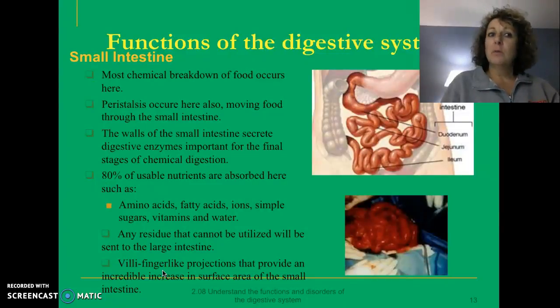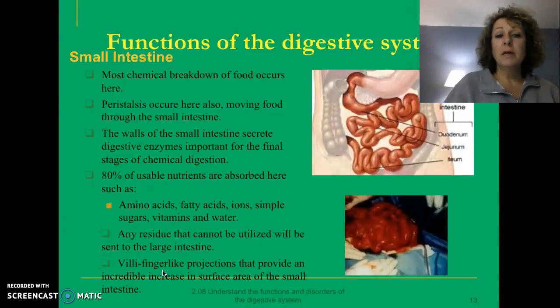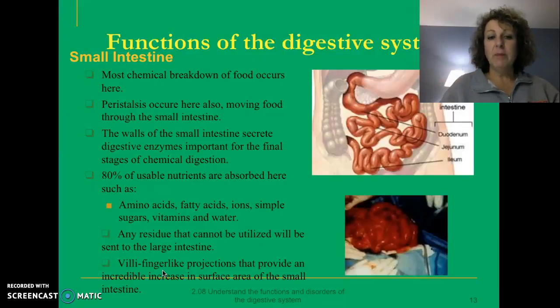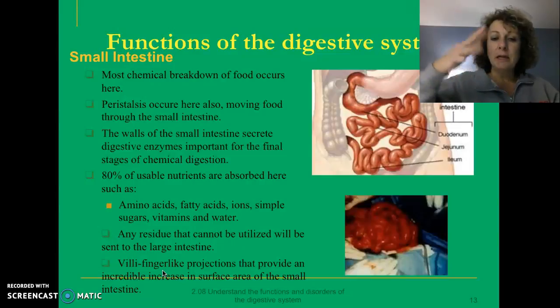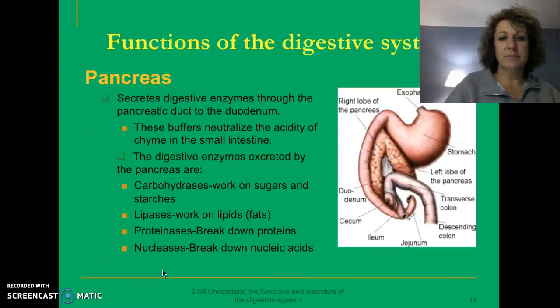Small intestine. This is where chemical breakdown is occurring, and that's most of it. Peristalsis, again, has to move through all that 20 feet of small intestine, okay? The walls also secrete a digestive enzyme, but 80% of those nutrients are absorbed there. Amino acids, vitamins, things like that are absorbed there. And the villi, or finger-like projections, provide that increase in surface area in the small intestine.